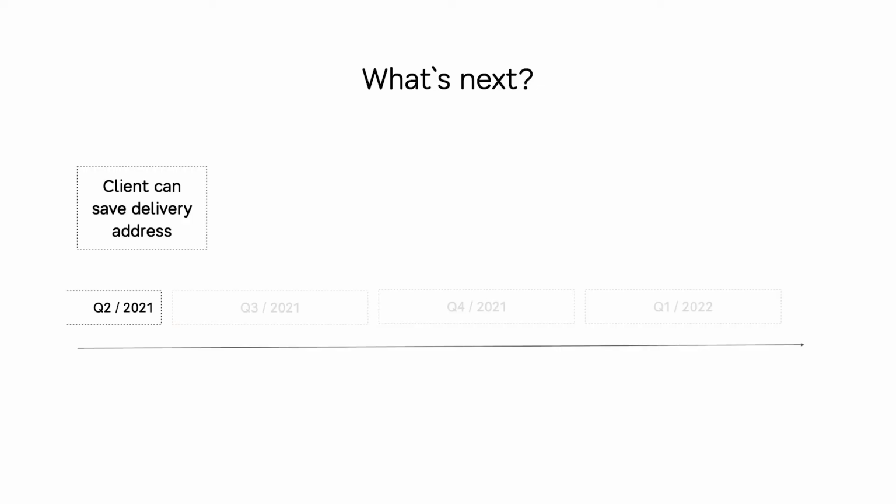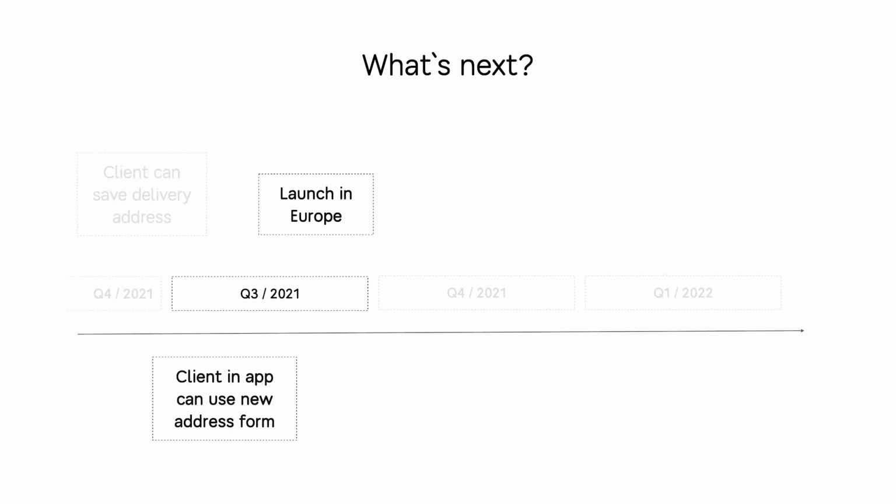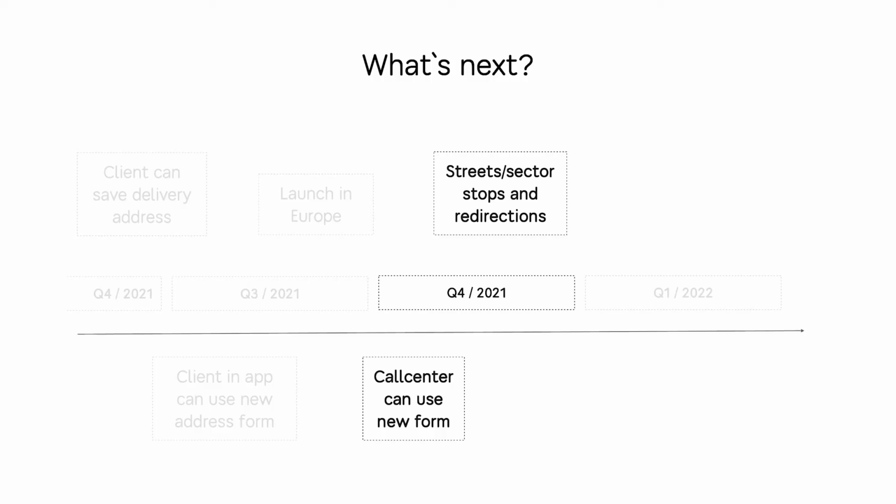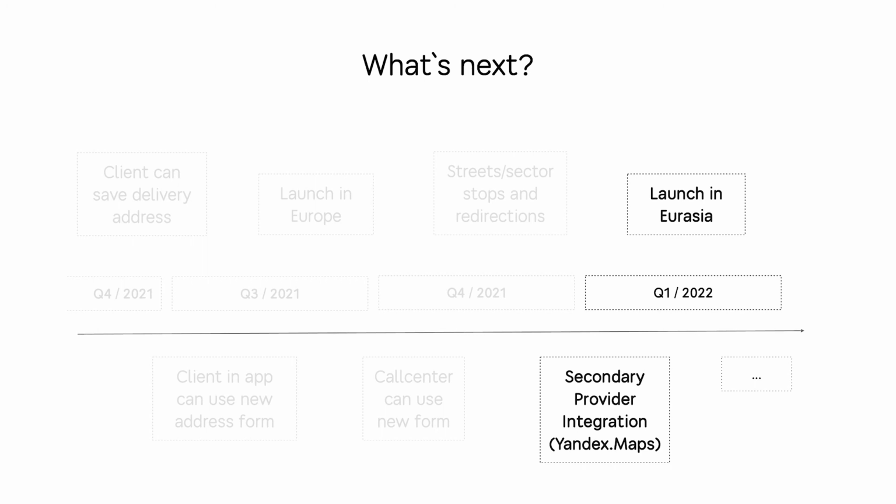So what's next? Now, we're working on the way to save and edit addresses. In Q3, we're going to additionally deploy this functionality in European countries and also implement this functionality in the mobile app. By the end of the year, we're going to integrate streets, sector stops, and redirections, and we want to make the lives of our call center operators easier so that they could also use this new form of address input. And in Q1 2022, we're going to deploy these features in Eurasia, using Yandex Maps.